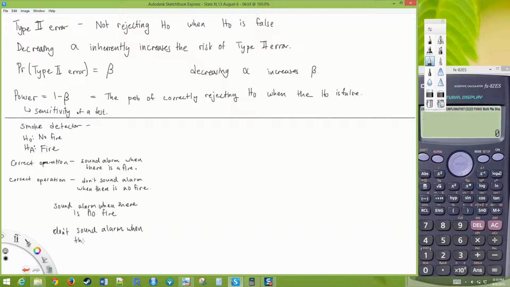So which one is the type 1 and which one is the type 2 error? Type 1 is rejecting the null when the null is true, and type 2 is not rejecting the null when the null is false.